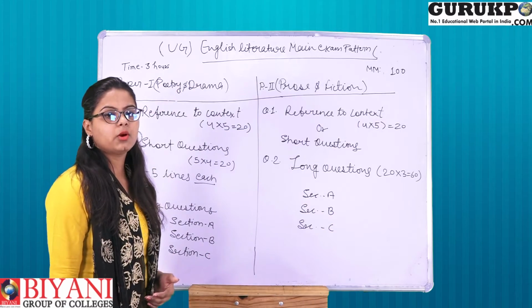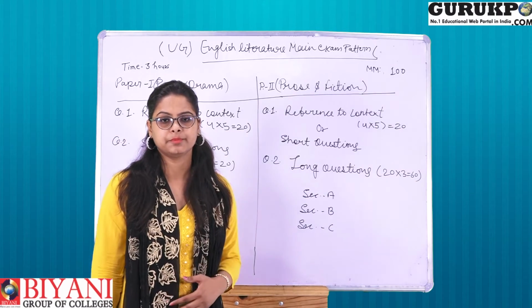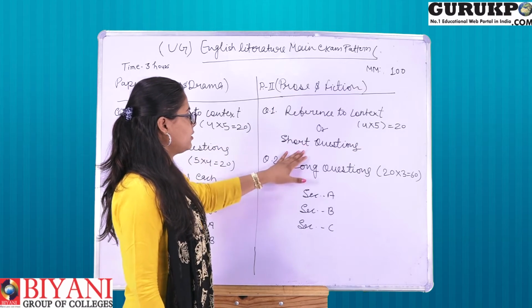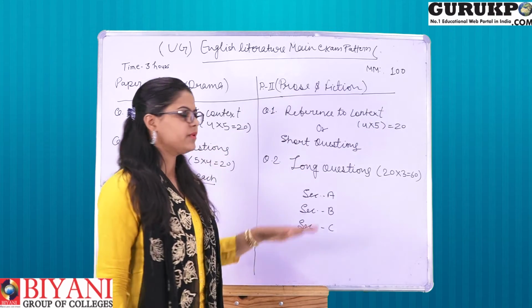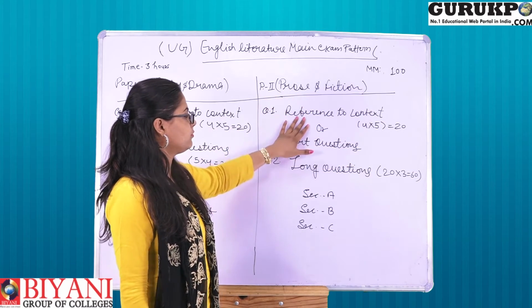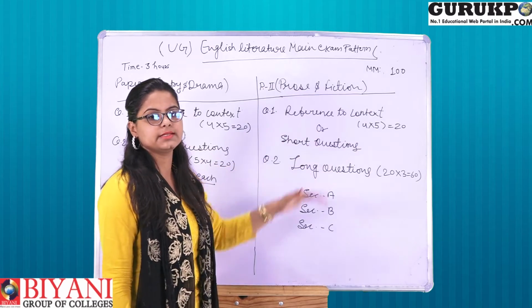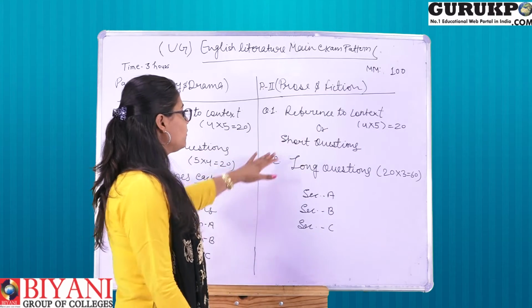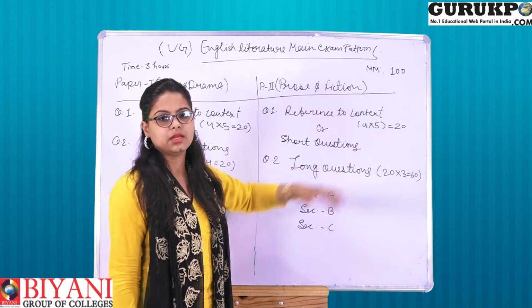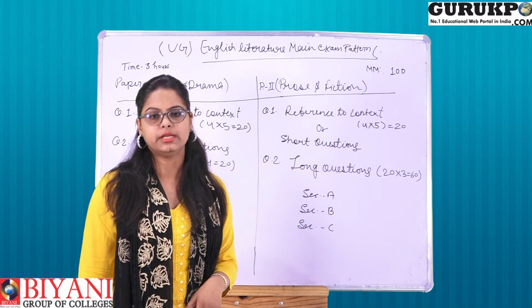But if we talk about BA second and third year, we have a little bit of difference in the prose and fiction part. We won't have the reference to the context in the second and third year. We will have short questions, which will be 4 into 5 equal 20 marks.